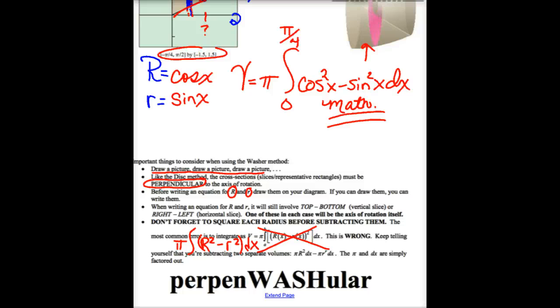All right, so let's go do a few examples. I don't know how many I'll get in, but we'll go do a couple. So the first thing is draw a great picture. And the picture for all of these is the same. We're going to be doing the line y equals x, and the curve y equals x squared.